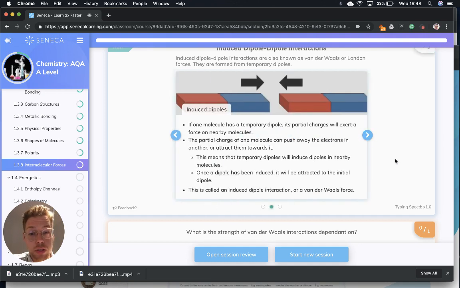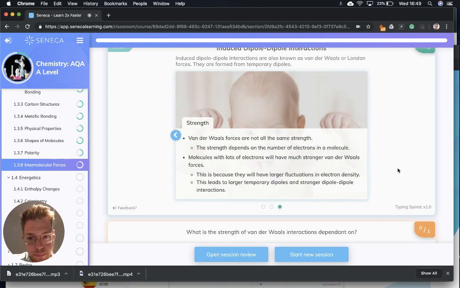If one molecule has a temporary dipole, its partial charge will exert a force on nearby molecules. The partial charge of one molecule can push away the electrons in another or attract them towards it. This means that temporary dipoles will induce dipoles in nearby molecules. Once a dipole has been induced, it will be attracted to the initial dipole. This is called an induced dipole or a van der Waals force. So that interaction is between two induced dipoles.